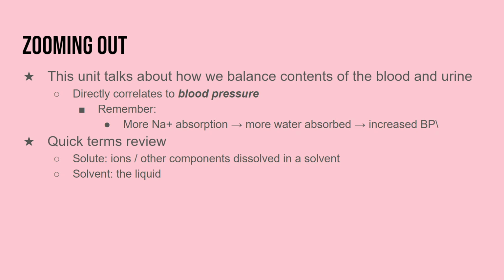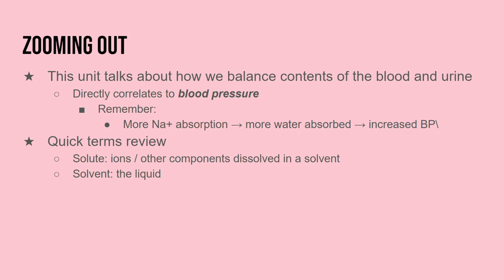Okay. So zooming out before we start talking about osmoconcentration, this unit specifically is now talking about how we balance the contents of blood and urine. So this directly correlates to blood pressure. If you remember from last week, we talked about how more sodium is absorbed, more water is absorbed, which increases blood pressure. And then before we keep talking about this, I just wanted to throw this on the slide in case you confuse these terms. Solute refers to something like ions or some other component dissolved in a liquid or a solvent, and the solvent is the liquid.